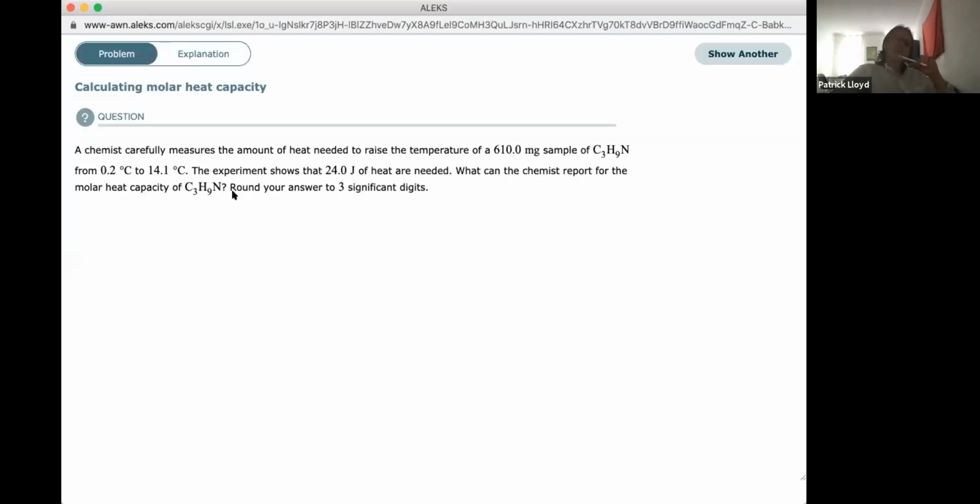let's take a look at what it says. We know the change in temperature, we know the amount of heat, we know the mass, but we want to find the molar heat capacity. So that'd be C sub M. Notice how they give you the chemical formula of the substance. They have to give that to you, right? Because if you know the mass of something and you need the number of moles, you're going to need the chemical formula to find the number of moles, right? Because you got to find the molar mass. So that's why they tell you it's C3H9N. So let's take a look at this one.